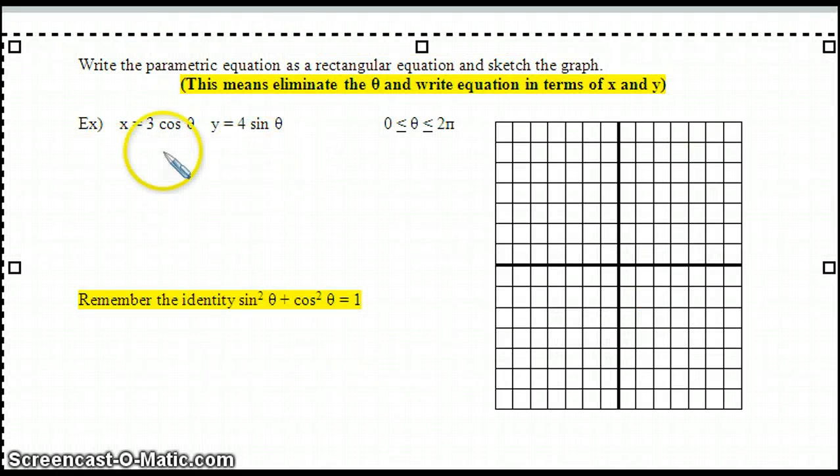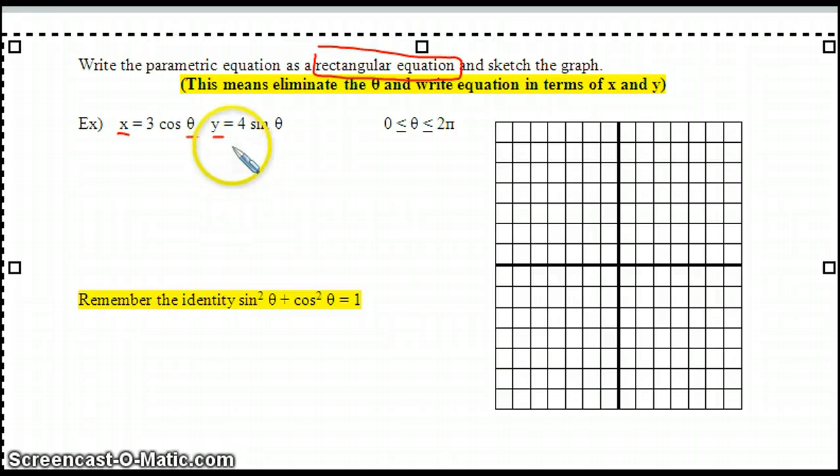Okay, my next example, I have x equals 3 times the cosine of theta and y equals 4 times the sine of theta. So I know that this is a parametric equation because I have an x, a theta, and a y. So those are my three equations. And I want to change it to a rectangular equation.